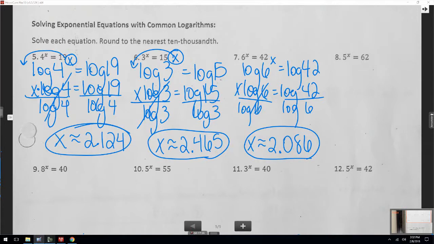Last one, number 8. Last one. Why are we working it this way? Because we don't know the power of 5 that will give me 62. So here we go.